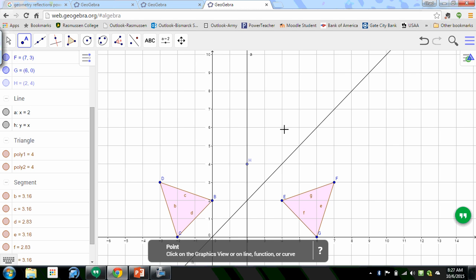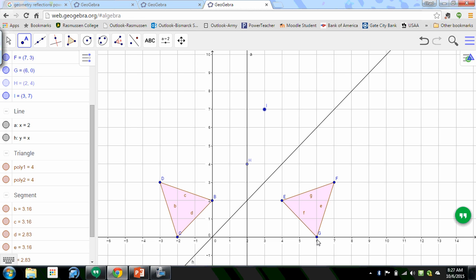1, 2, 1, 2. And then this point down here would be 1, 2, 3 diagonals.